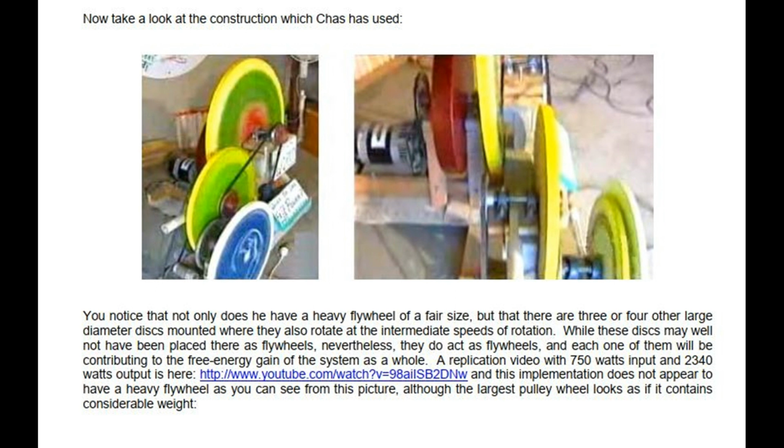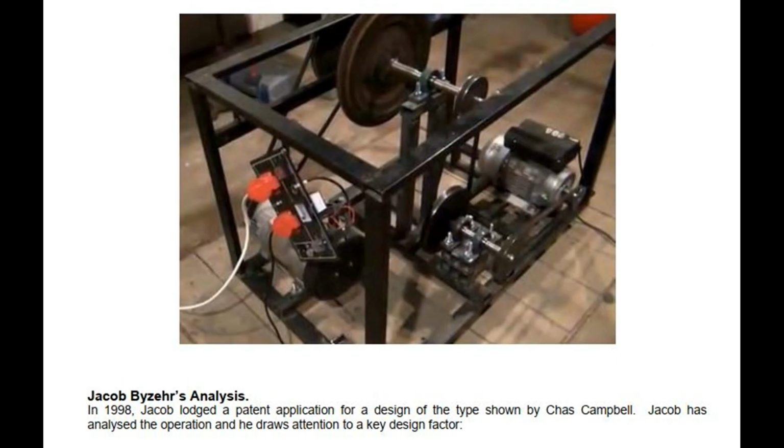This implementation does not appear to have a heavy flywheel, as you can see from this picture, although the largest pulley wheel looks as if it contains considerable weight. Jacob Bezier's analysis. In 1998, Jacob lodged a patent application for a design of the type shown by Ches Campbell.